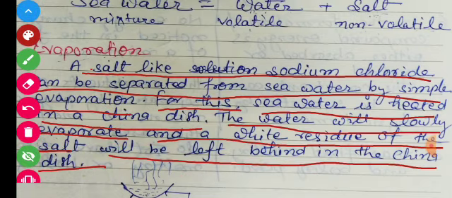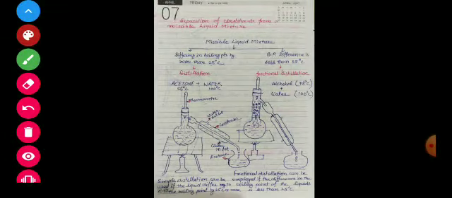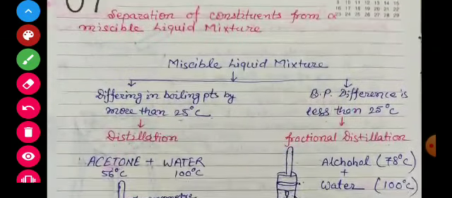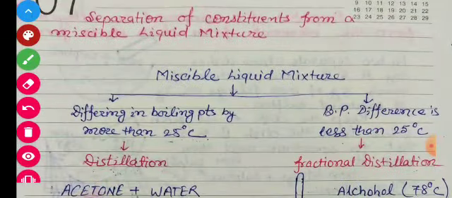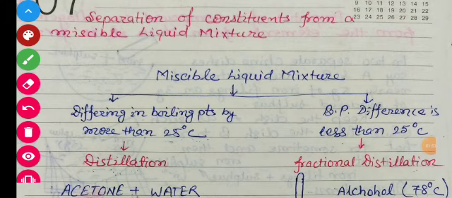of constituents from a miscible liquid mixture. This is the next separating method. Students, this separating method is based upon the difference in the boiling points of the constituents present in the mixture, and on the basis of this difference in boiling point we can categorize the separating method into two ways.